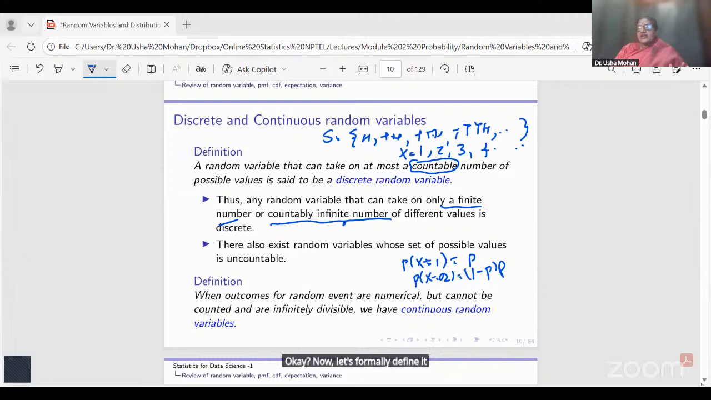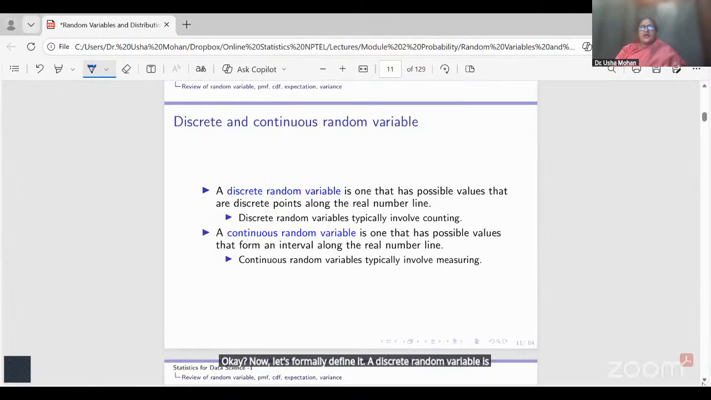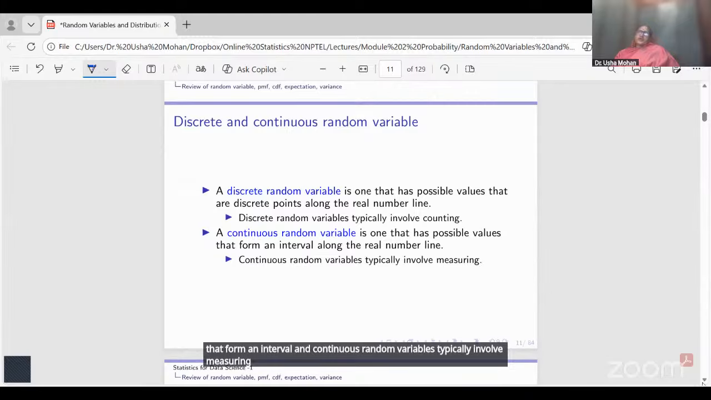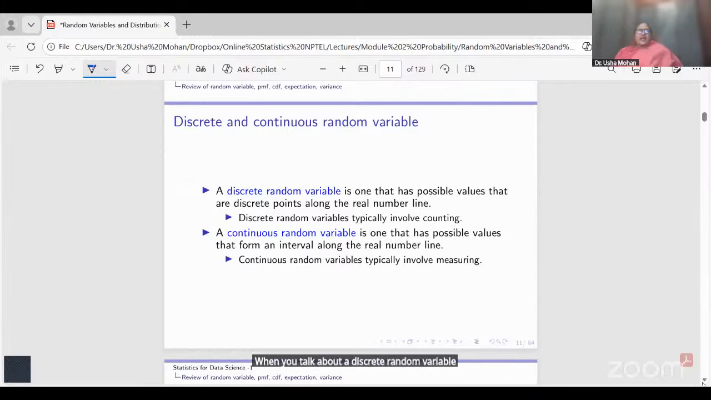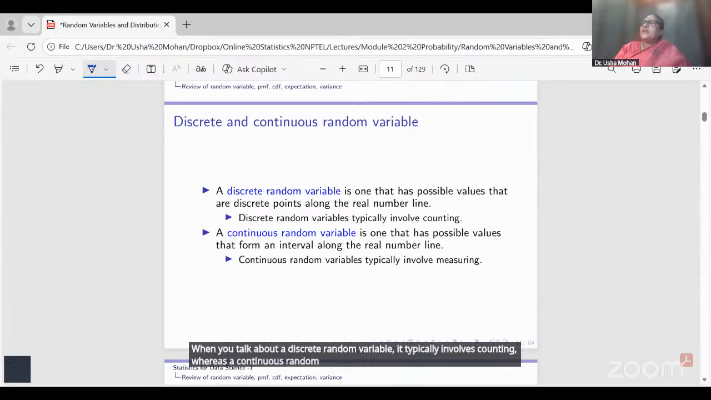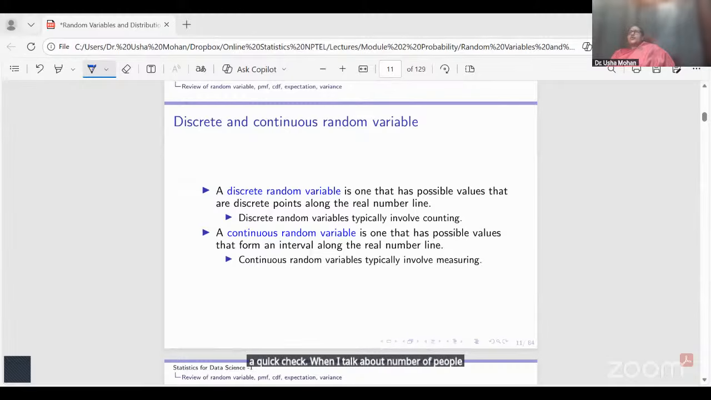A discrete random variable is a random variable that has discrete values. It typically involves counting, whereas a continuous random variable has values that form an interval, and continuous random variables typically involve measuring. I repeat, when you talk about a discrete random variable, it typically involves counting, whereas a continuous random variable typically involves measuring. So let me start with a quick check. When I talk about the number of people in a household, do you count or do you measure?